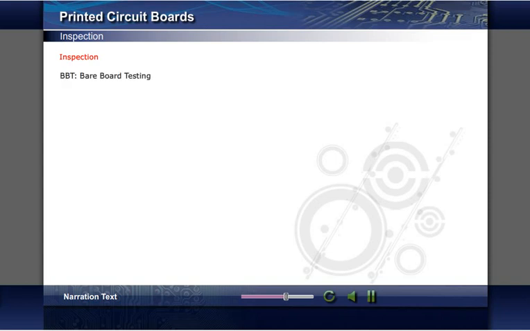Bare boards testing is electrical inspection of PCBs. An automated test equipment checks for correct continuity, hairline cracks and shorts. Any other test is carried out if required. After inspection, PCB is ready for assembly.